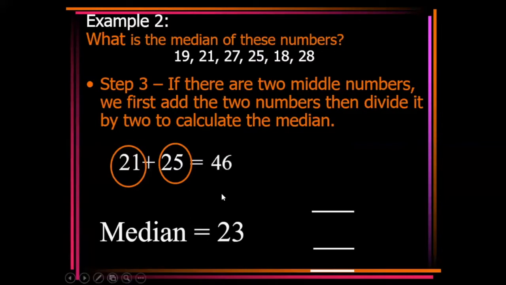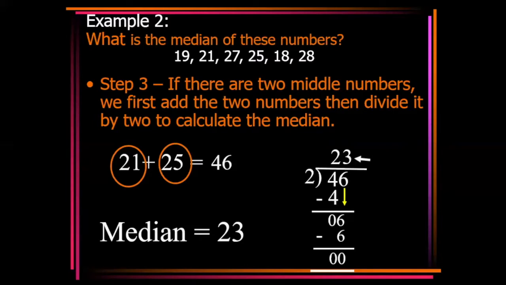So 21 plus 25 equals 46. When we divide 46 by 2, 2 goes into 4 twice. Bring down our 6. 2 goes into 6 3 times. Our median is 23. Good job, Alden, Silva, Leanna, Quanisha, Matthew, and Lentina.